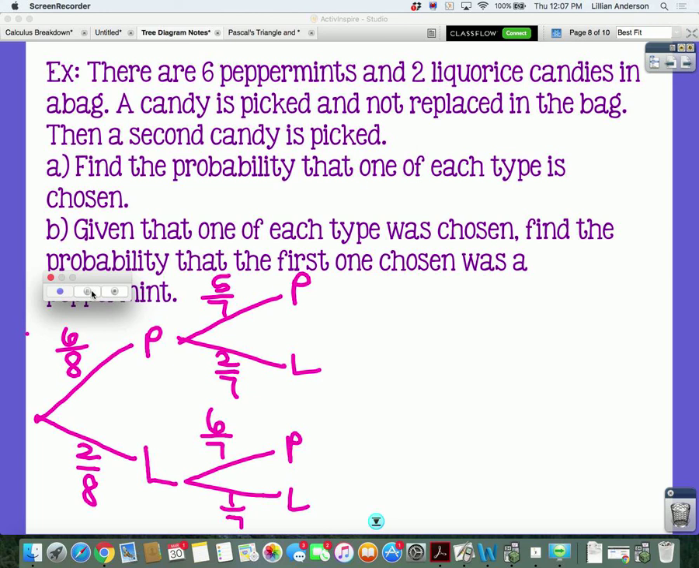I got 3 out of 14. 3 out of 14. I got 3 out of 14. 3 over 7. 3 over 7.